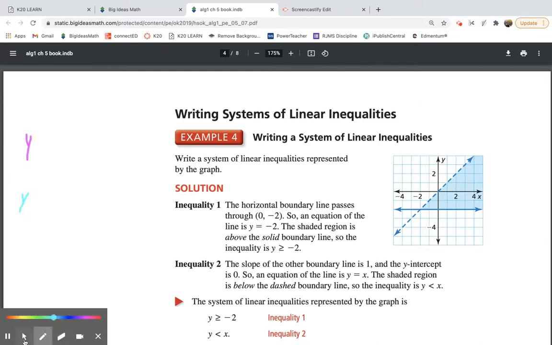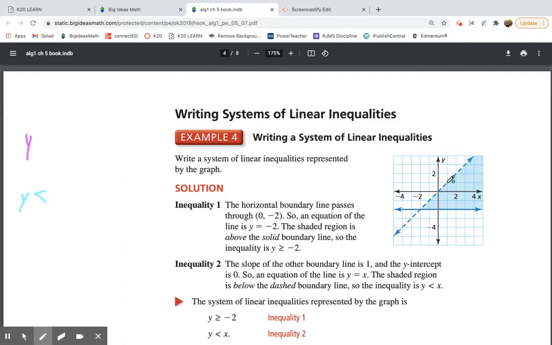Okay, so for one of my inequalities, I'll make this blue one be this dotted line. So I know that for sure does not have the or equal to. I know it's either greater than or less than. So go ahead and look. If this is that line, it is shaded below that line. So y is going to be less than.